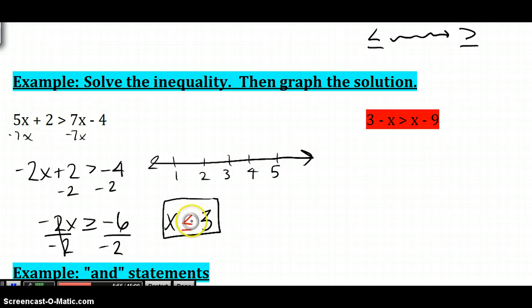I'm going to have a closed dot because it's less than or equal to at 3. And it's less than, so I'm going to shade less than. So I want you to go ahead and do this one in your notes. Solve for x, find the solution, and then graph it.